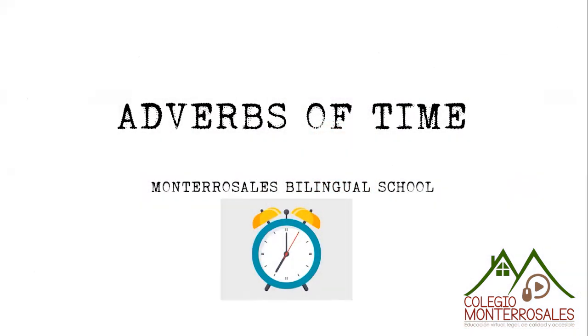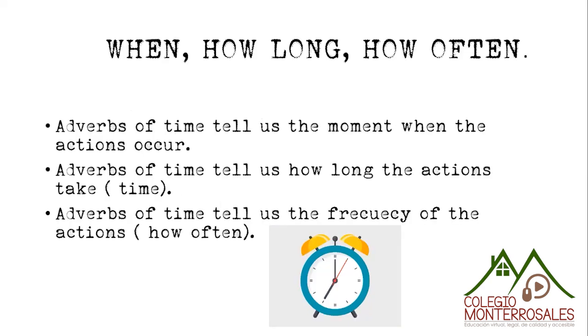Okay, my dear students, so let's begin with our topic for today. Adverbs of time. Adverbs of time are words or expressions that indicate some aspects about time when we speak about actions. Basically, they help us with three different aspects. Number one, when: the time, the moment. Adverbs of time tell us when the actions occur.